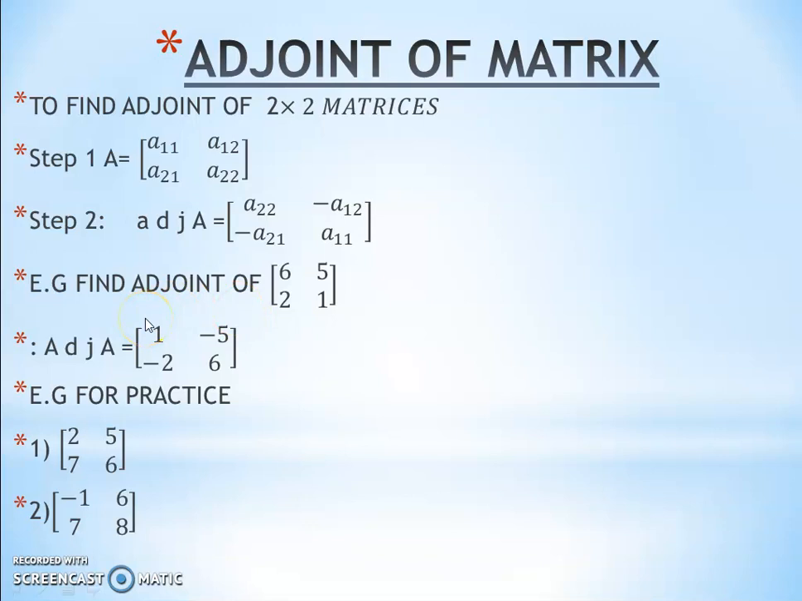We take an example based on the adjoint of a matrix. Example is given: 6, 5, 2, 1. Our adjoint of A is defined by interchange. Instead of 6 we have to write 1. Instead of 1 we have to write 6. We have to interchange. The sign will be changed of A12, that is minus 5, and the sign will be changed of A21, that is minus 2. So I gave the example to practice. You must note it down.